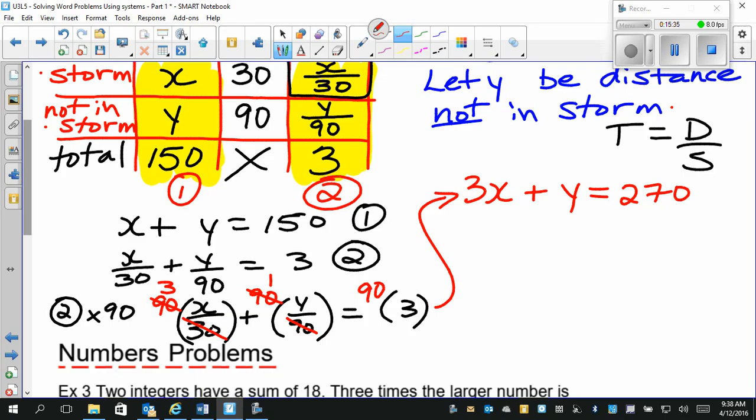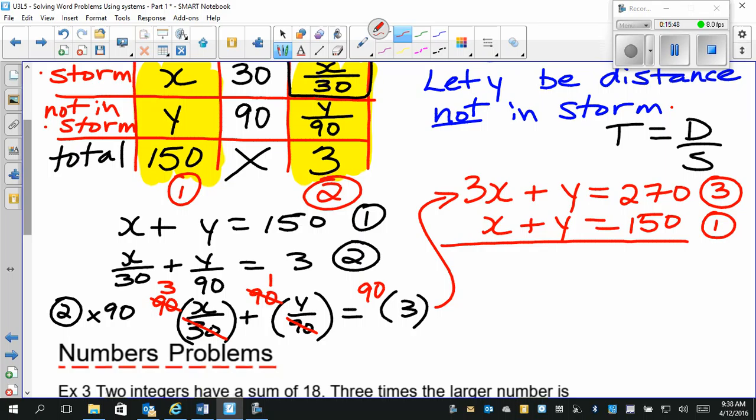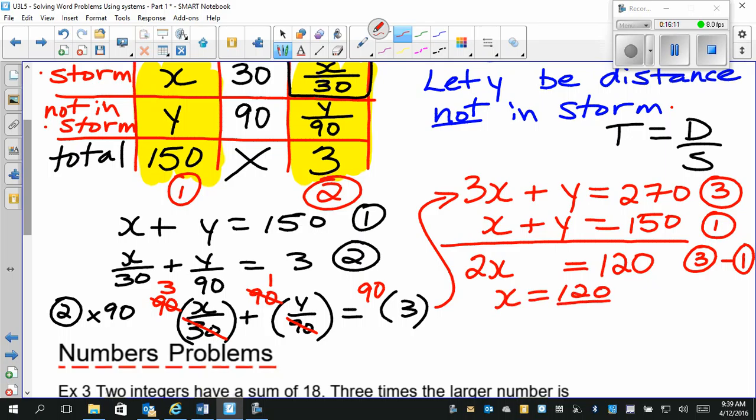And I'll rewrite equation 1. These ones are already set up. I've got y and y there. So I'm going to do equation 3 subtract equation 1. So 3x minus 1x is 2x. The y's eliminate each other. And 270 minus 150 is going to be 120. So I can solve that. So I get x equals 60.